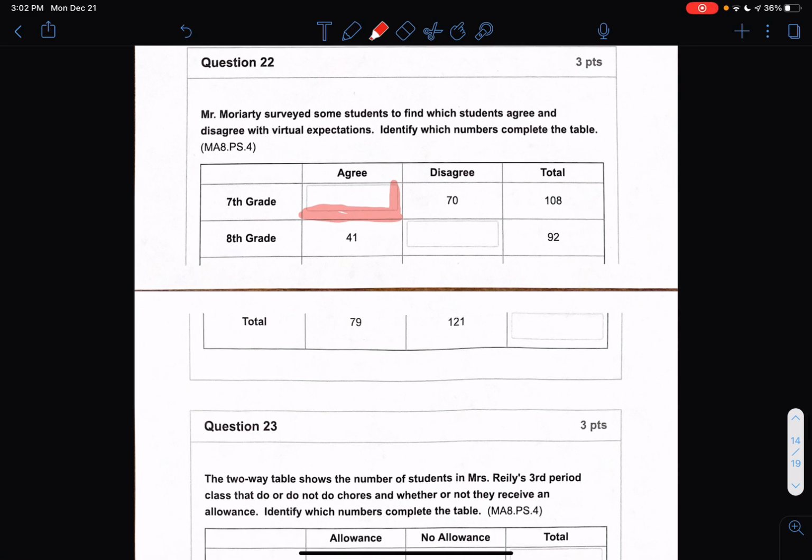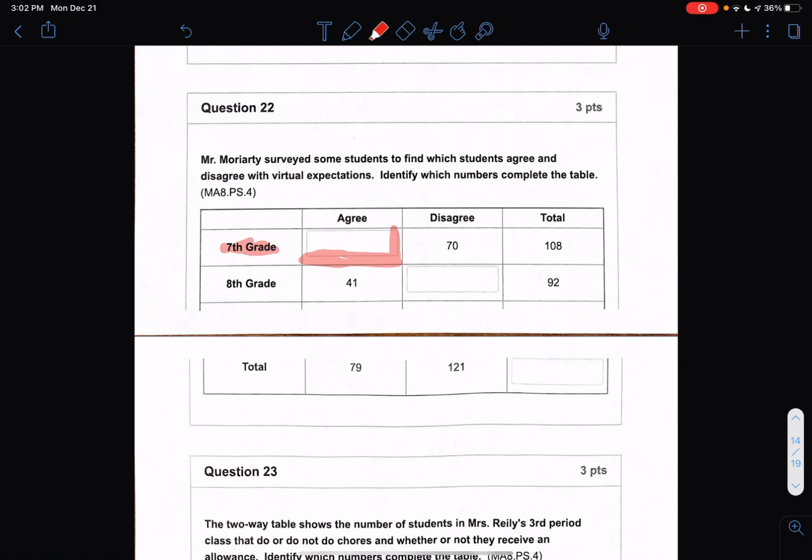Look at what the category means. So this specific box, the first one, means 7th graders that agree with the survey. So if I have a total amount of 108 students, 7th graders, and 70 that disagree, I am actually going to subtract 108 minus 70, which gives me 38.